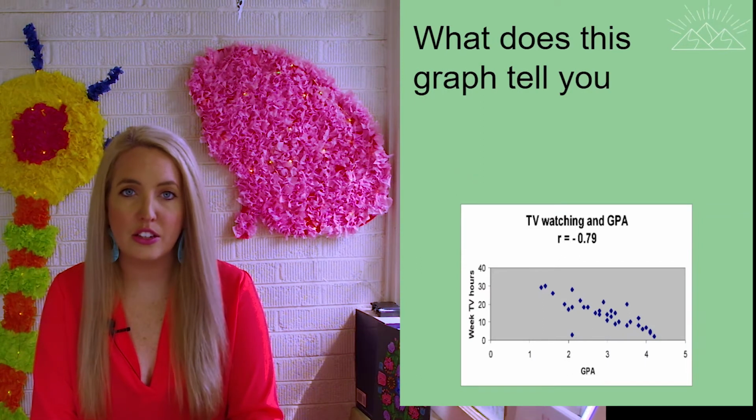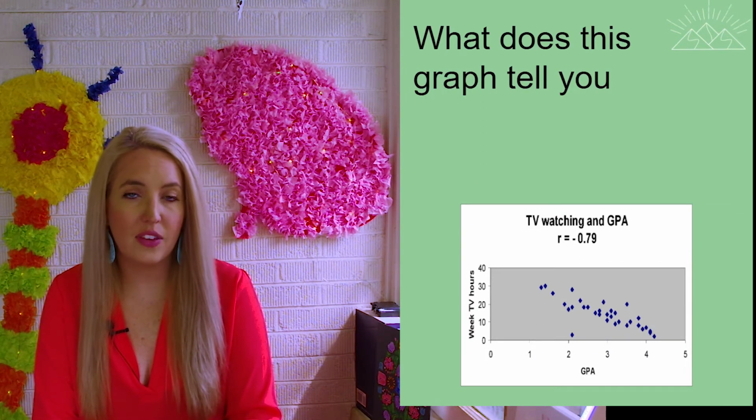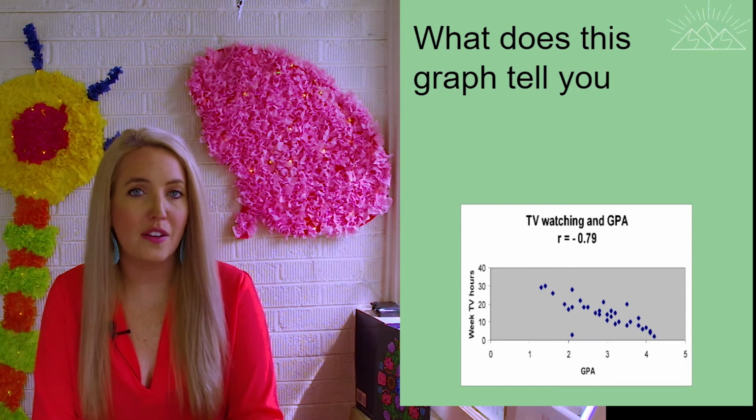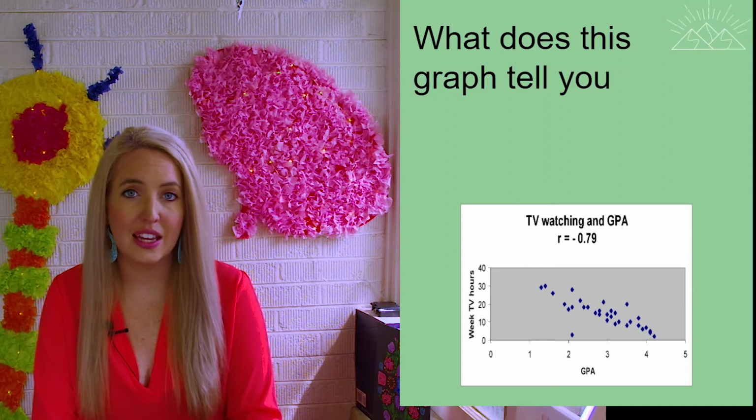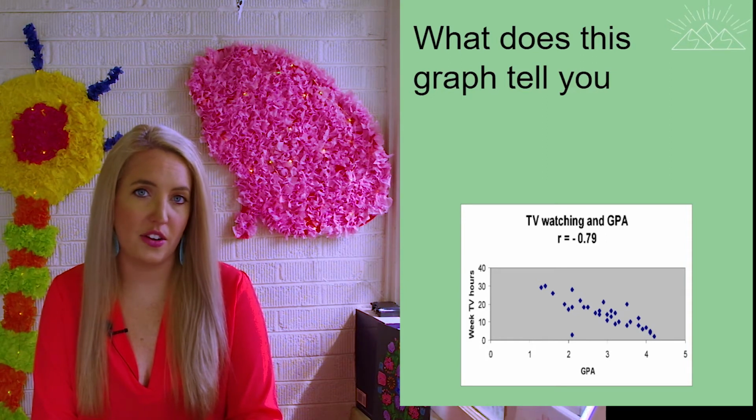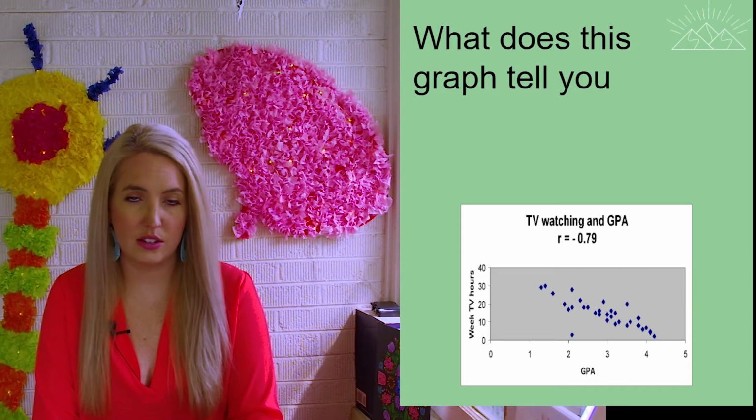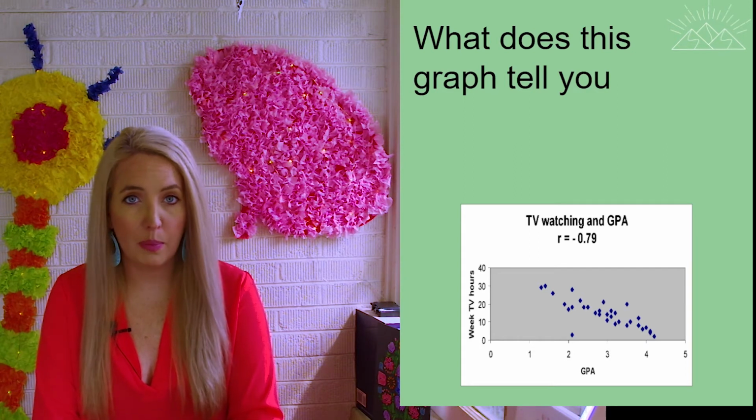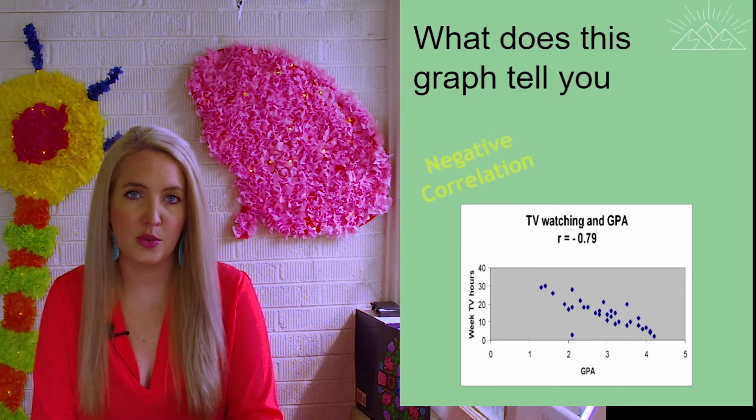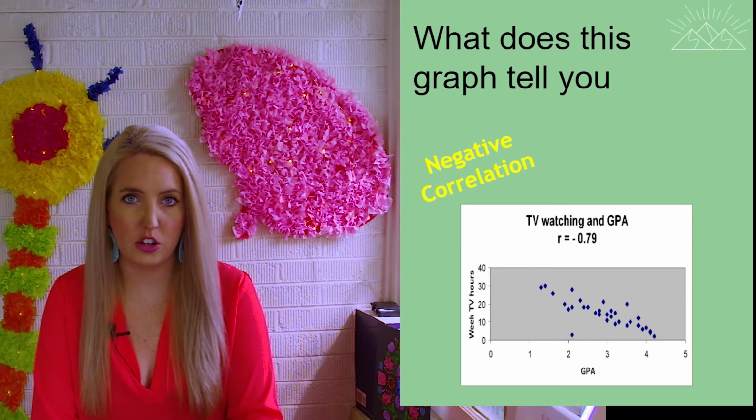If we look at the next graph, we'll see here that there's a relationship between TV watching and GPA. As the number of hours of TV increases, we see that GPA decreases. So as one is going up, the other is going down. And this is referred to as a negative correlation.